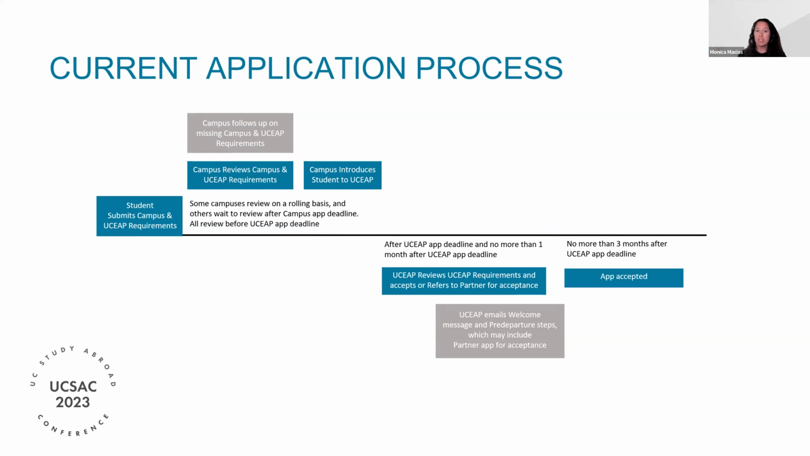Considering the challenges of this process, along with the changing needs of students, it became evident that a more streamlined process was necessary. A process that prioritizes their experience, connects UCEAP staff to students earlier, reduces duplication of work, improves enrollment data, and more clearly defines staff roles.